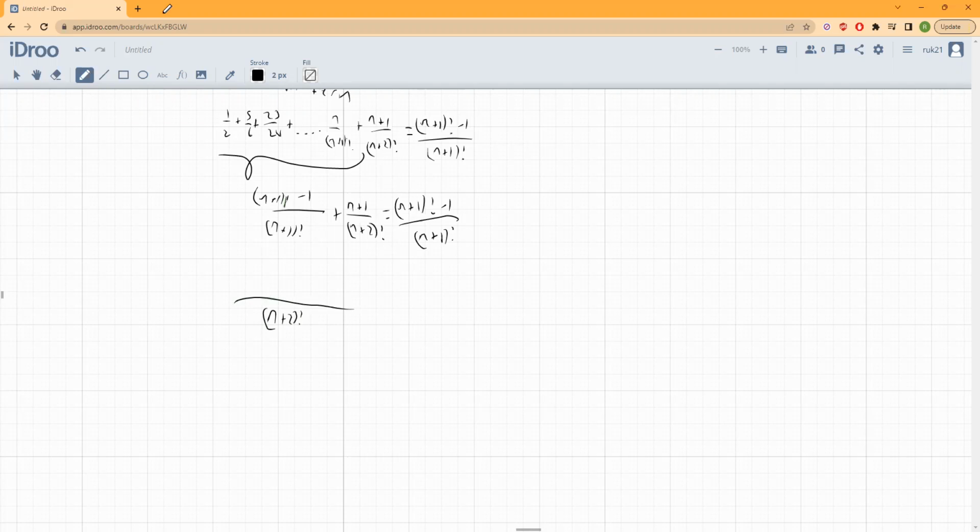So n plus 1. This is a factorial, so it's going to be n plus 1 times n plus 2. So that's going to become n plus 2 factorial. It's n plus 2 factorial minus n plus 2 plus n plus 1. If you didn't see that, n plus 1 factorial times n plus 2 is going to give you n plus 2 factorial. So I'm just getting them to the same denominator, and then multiplying the top by n plus 2. So n plus 1 factorial times n plus 2 is just n plus 2 factorial. And then negative 1 times n plus 2 is just negative n plus 2.